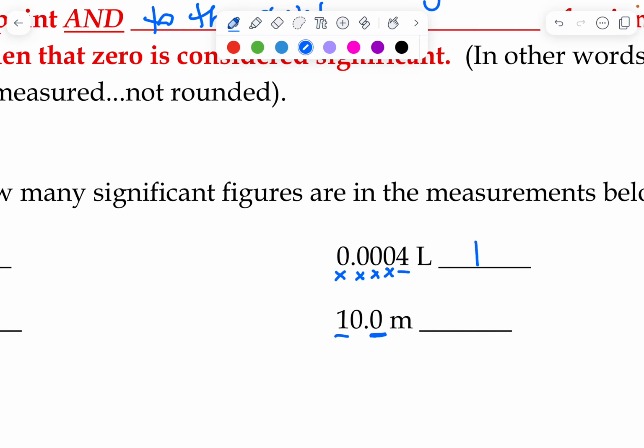Is it significant or not? Well, it's to the right of the decimal point and it's to the right of the number 1. Again, it's anywhere to the right. It doesn't have to be immediately to the right. So that 0 counts as well. Therefore, this 0 is now in a sandwich. So this one has 3 sig figs.